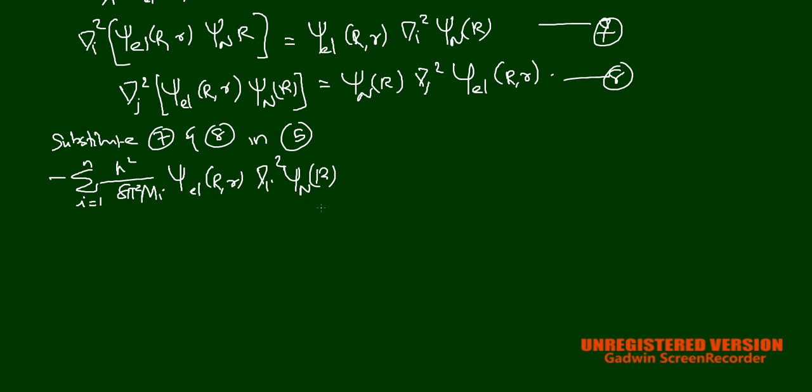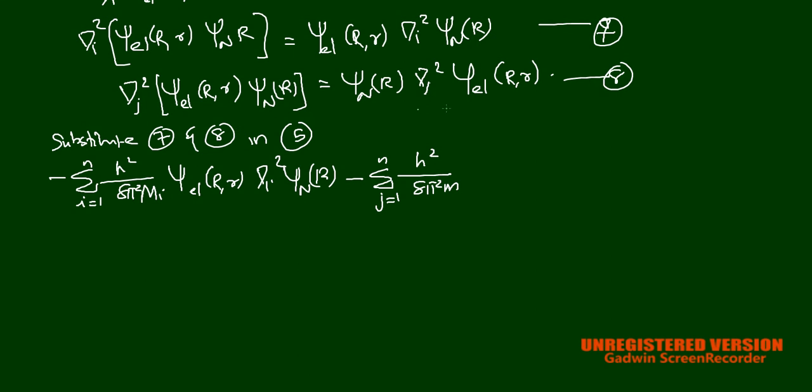Now we have to go for the second term. In the second term, we have the kinetic energy that represents the kinetic energy of the electron. So we have there minus sigma j equal to 1 to n h square divided by 8 pi square m, then we have del j square ψ electronic RR ψ NR. We already have the expression for that, right?